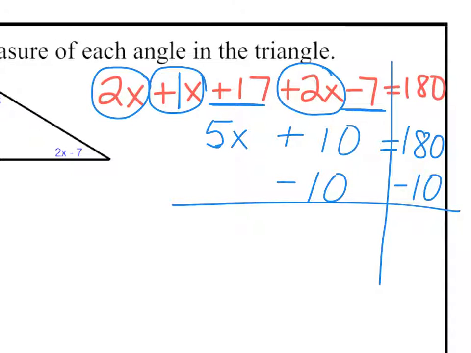That should be some simple addition or subtraction for you. I hope 180 minus 10 is 170. Gave it away. 10 minus 10 dies, and you're left with 5x equals 170. You can count like 5, 10, 15, 20 until you get up there. I'll be nice to you. It is 34. Okay?